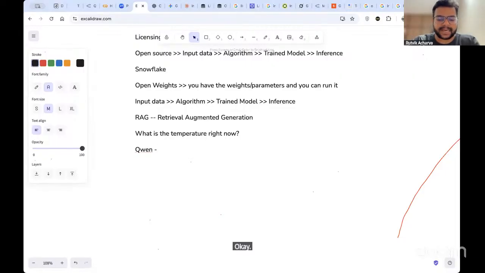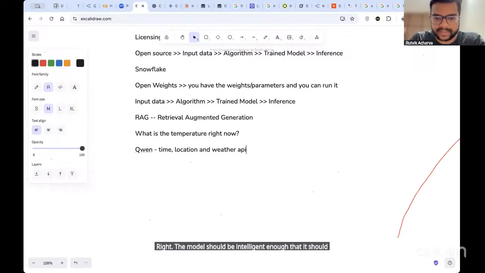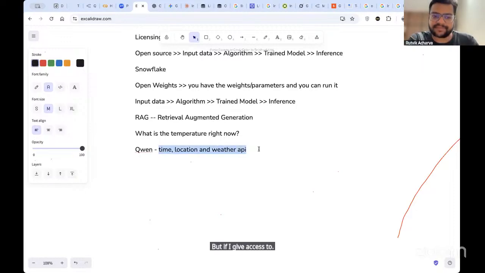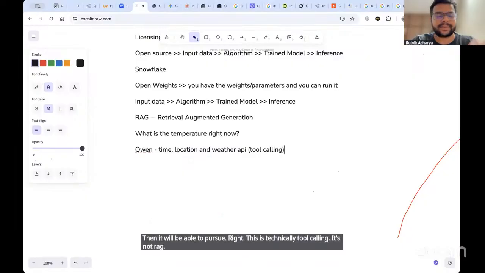But if I give it access to information like time, location, and a weather API, right? The model should be intelligent enough to know that it has to do that. If it's not intelligent enough, then it will fail. But if I give access to specific information, then it will be able to perform, right? This is technically tool calling. It's not RAG, but the concept is the same.